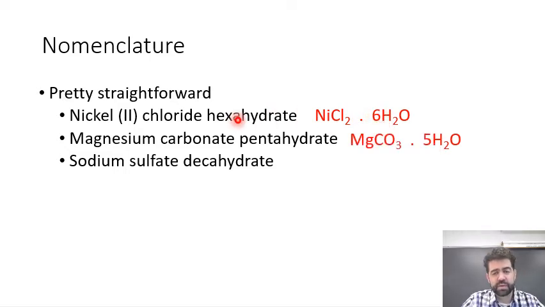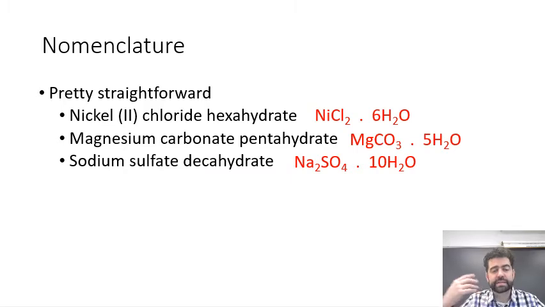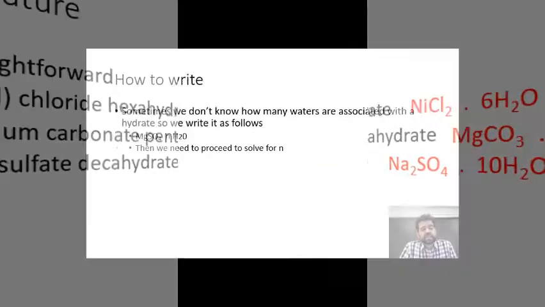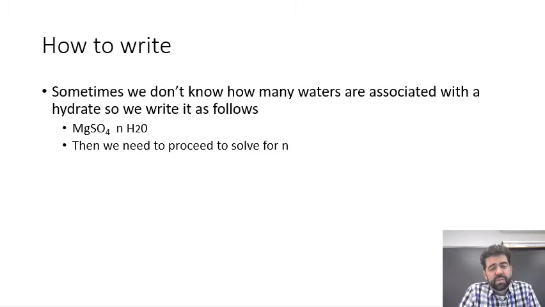Same thing with this one, magnesium carbonate, penta, referring to 5. And then last but not least, again using our ionic compound rules, putting a dot and then putting the number 10 because of the deca, think a decade. So nothing too difficult here with the naming, but sometimes we really don't know how many waters are associated, like I said before. So we need to solve for this n right here.